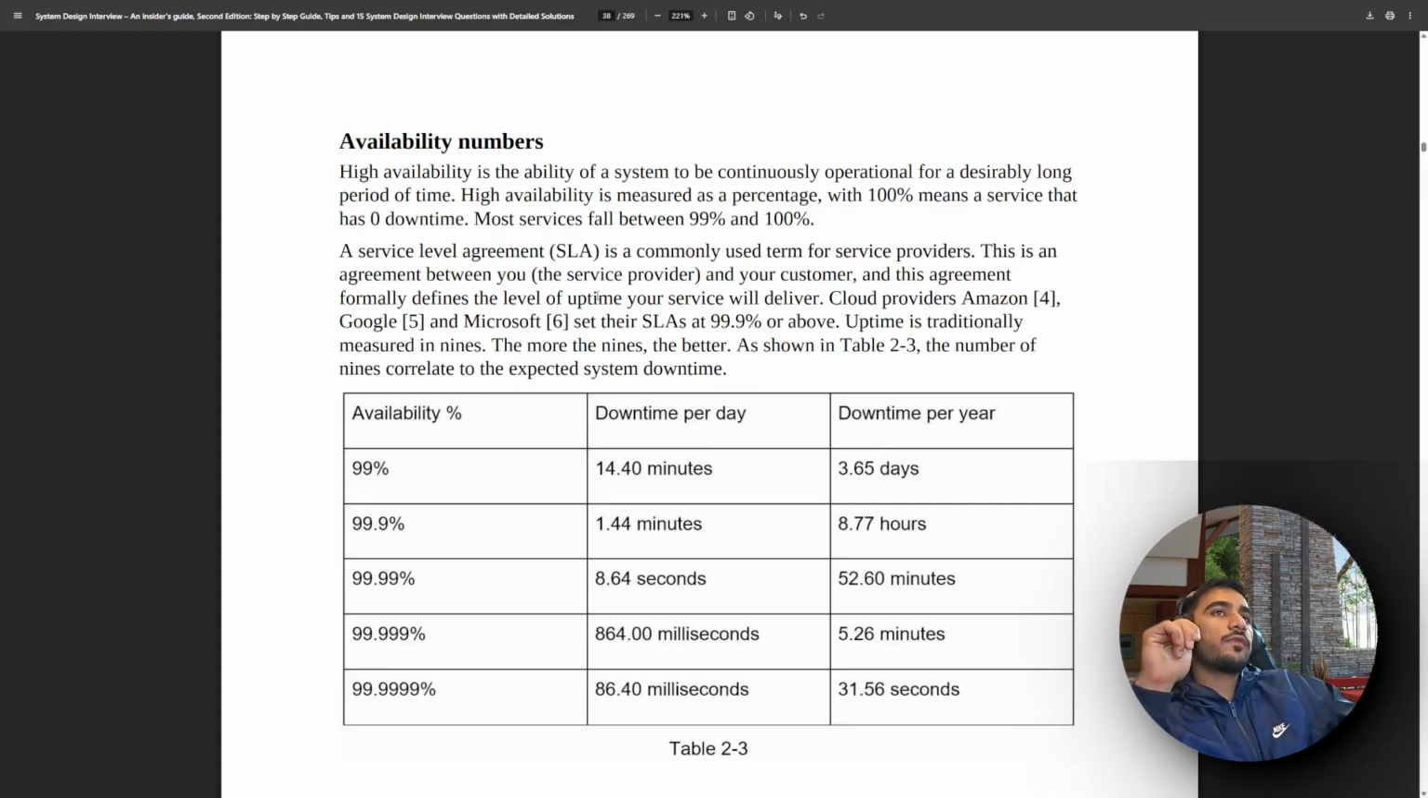But yeah, most services fall between 99 and 100%. Yeah, exactly. A service level agreement, SLA, is a commonly used term for service providers. Now, what is this whole terminology of service providers?